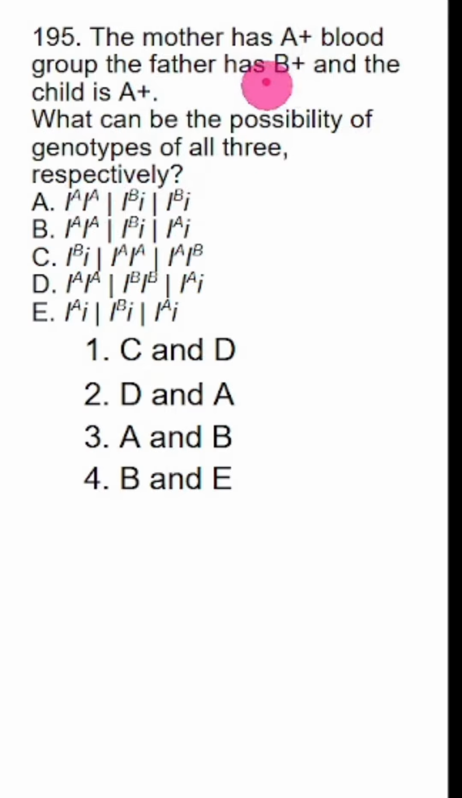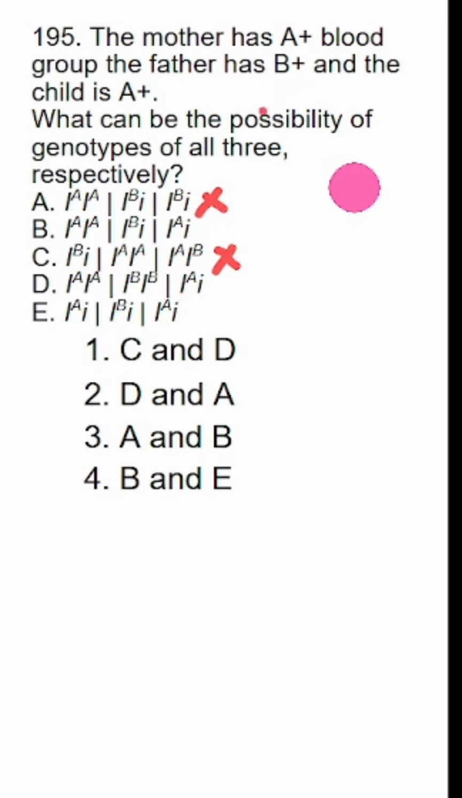So because father is B positive and child is A positive, this indicates that father is heterozygous for B and child will also be heterozygous. So look for heterozygous A in the options. This cannot be the genotype of child. This also cannot be. So we have B, D and E, heterozygous A.